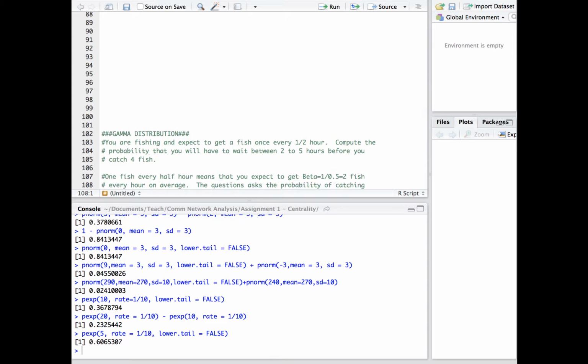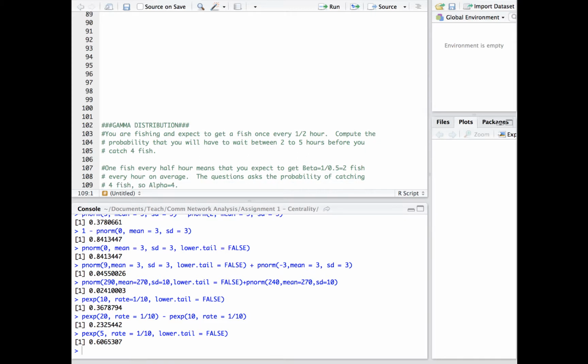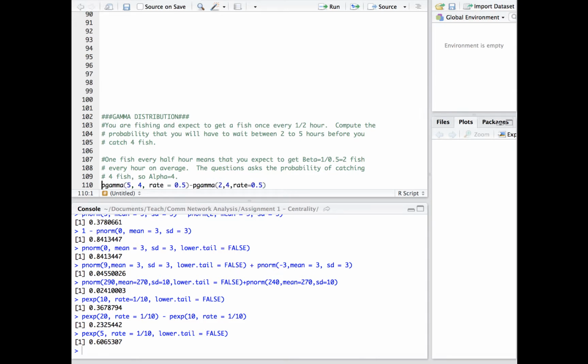And so the question is asking the probability of catching 4 fish. So alpha, this is like your criteria that you want to see, is how many failures, or how many observations, or how many successes, however you want to call that, is going to now be alpha, and that alpha equals 4 fish. So if I want to ask the question, what is the probability that we are waiting 2 to 5 hours to catch the 4 fish, then I have to calculate the P gamma.